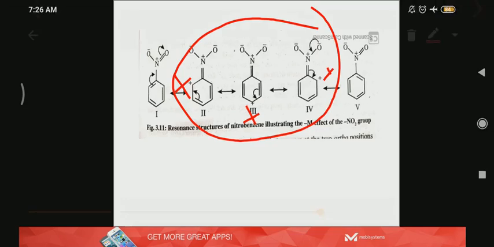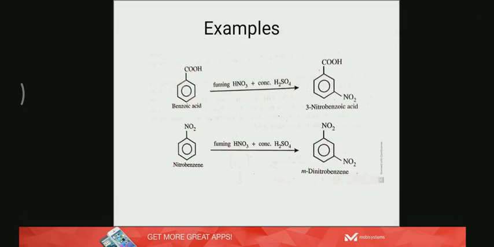Let's take an example. See, benzoic acid is taken for nitration. So what happens? The nitro group, NO2 group, will attach to meta position, or the electrophile will be attacking the meta position. Preferably you get meta-nitrobenzoic acid. But remember, this reaction is a little difficult because COOH group is a deactivating group, so reactivity has decreased compared to benzene itself. So you may require a very high temperature and long time for the reaction to take place.